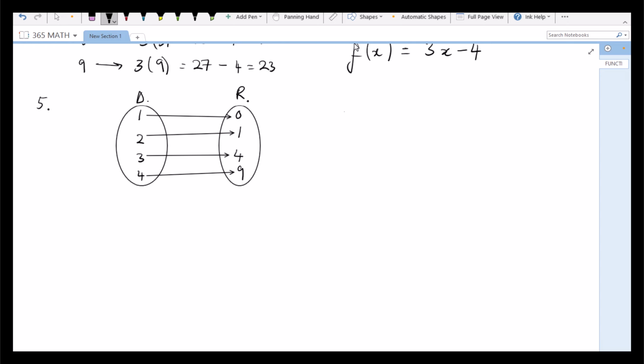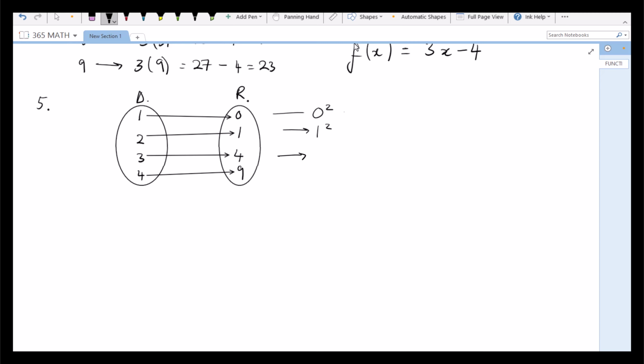The first thing to look at here is, again, I'm going to check, is there any certain pattern from the range that I have? I have 0, I have 1, I have 4, and I have 9. I'll start by saying, okay, this is the same as saying 0 squared. And this one is the same as 1 squared.